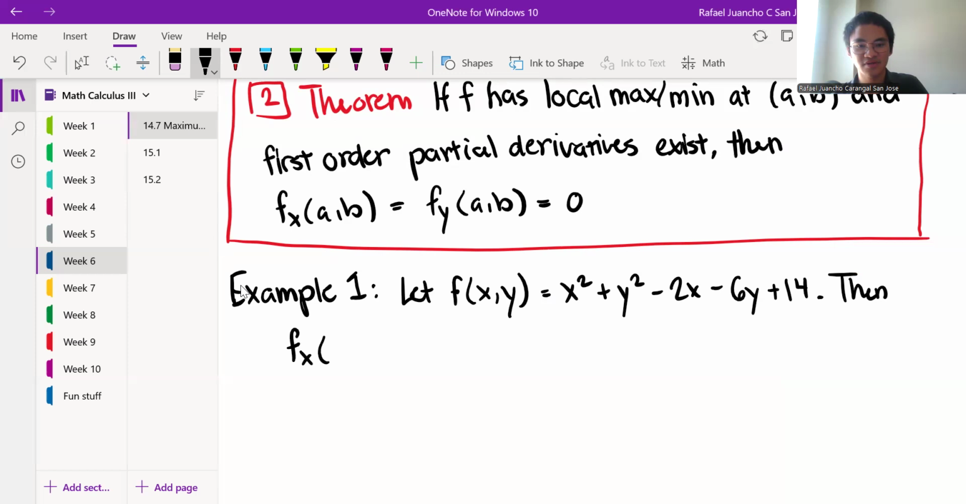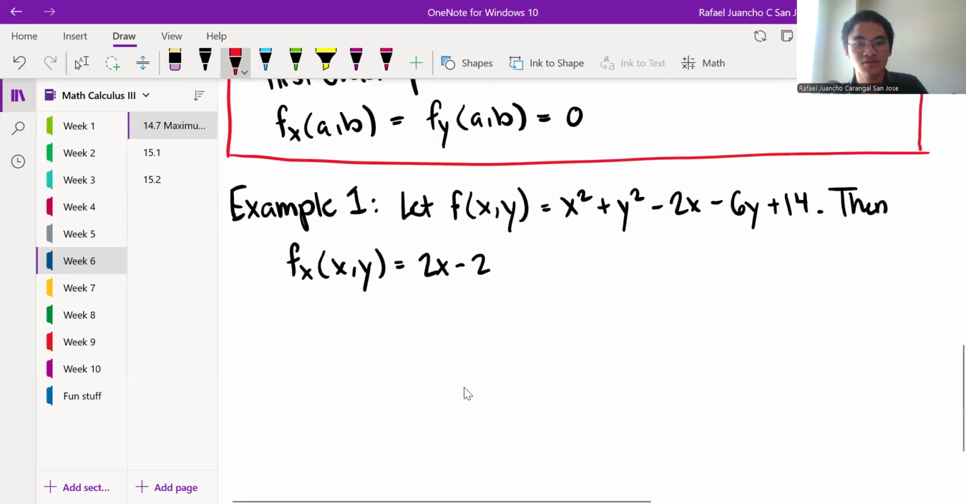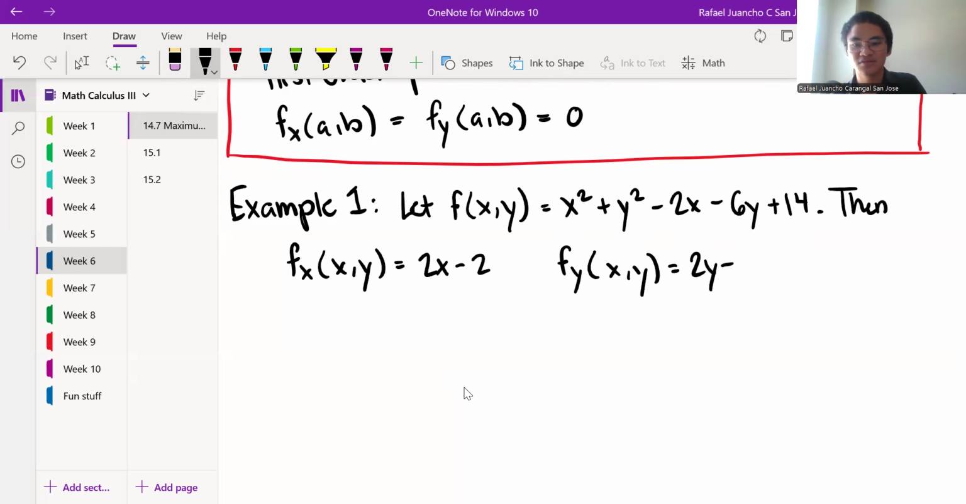So my f sub x is 2x minus 2. How do I know? This is 2x, 0, 0, 0, minus 2. Done. 2x minus 2. And then my f sub y, this is 2y minus 6. And then these partial derivatives are equal to 0.